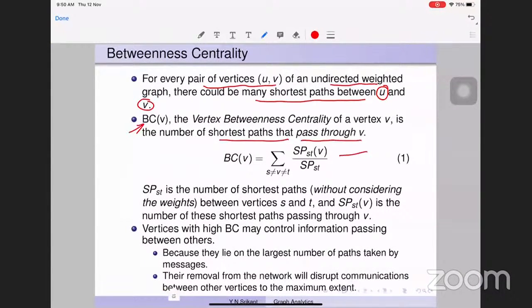So this formula is not very important, but the definition is very important, because it tells you the number of shortest paths that pass through V. That's very important for us. And what does it tell you? Vertices with a high betweenness centrality may control information passing between others, because they lie on the largest number of paths taken by the messages. Their removal from the network will disrupt communications to the maximum extent possible. So this is the importance of betweenness centrality.